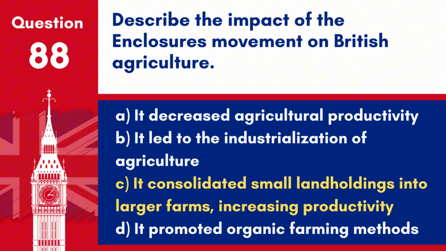Answer: C. It consolidated small landholdings into larger farms, increasing productivity. The enclosures movement transformed British agriculture by consolidating land, leading to increased efficiency and productivity.